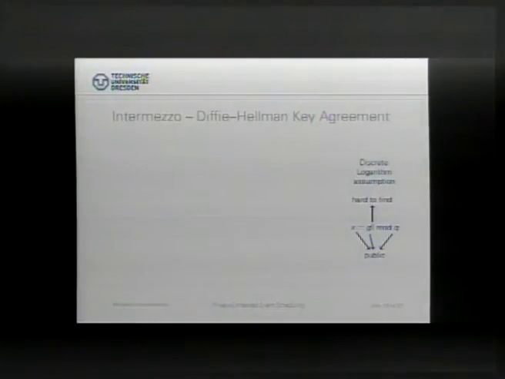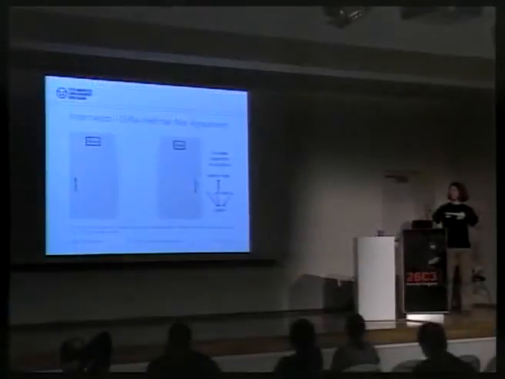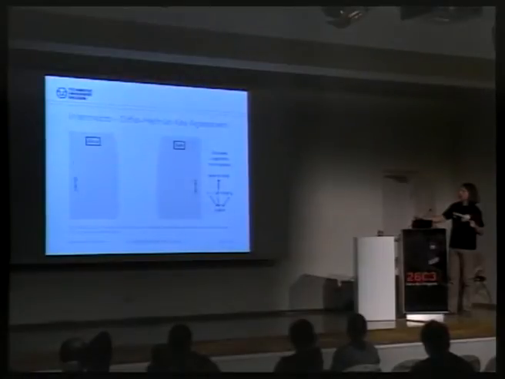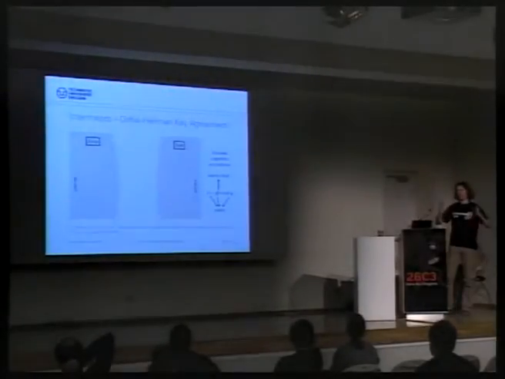This is the assumption you should have in mind. Okay? So based on this assumption, the Diffie-Hellman key agreement works as follows. We have Alice and Bob, and they want to exchange a symmetric key over some untrusted thing named Internet.